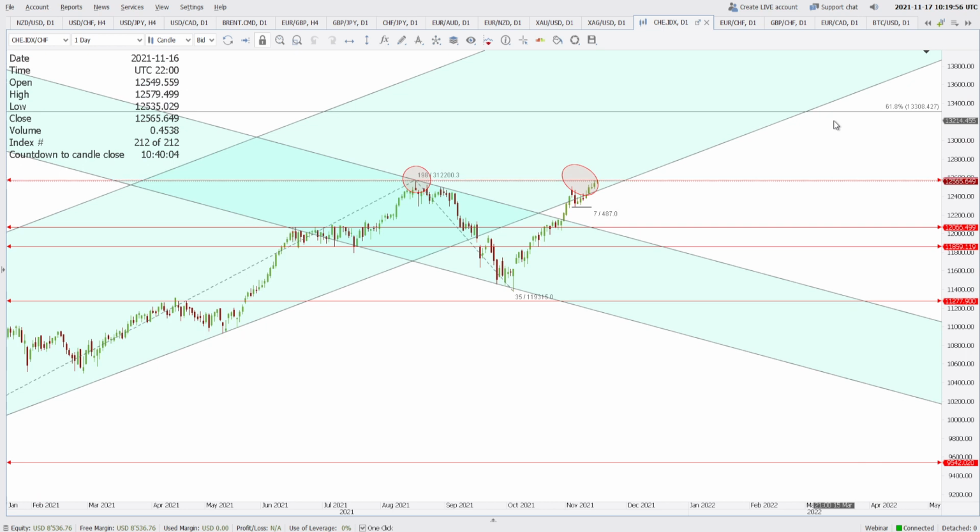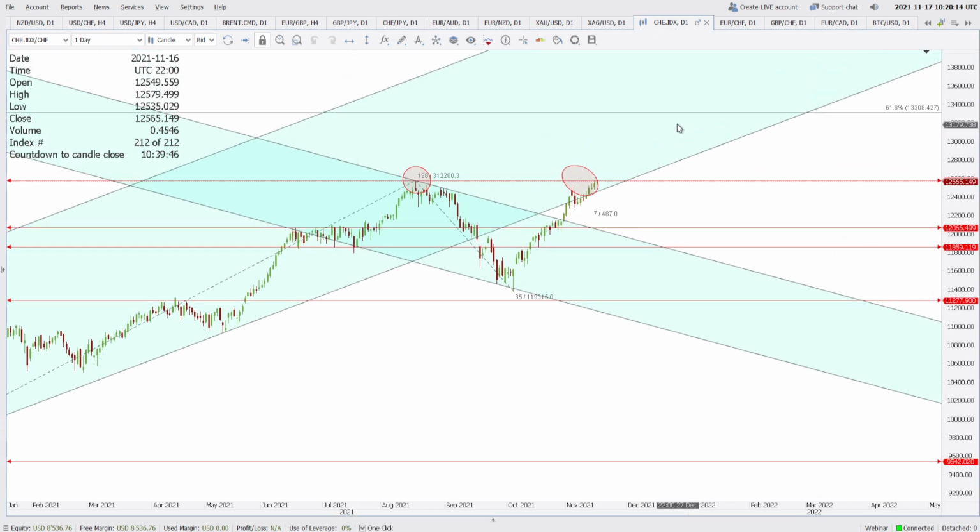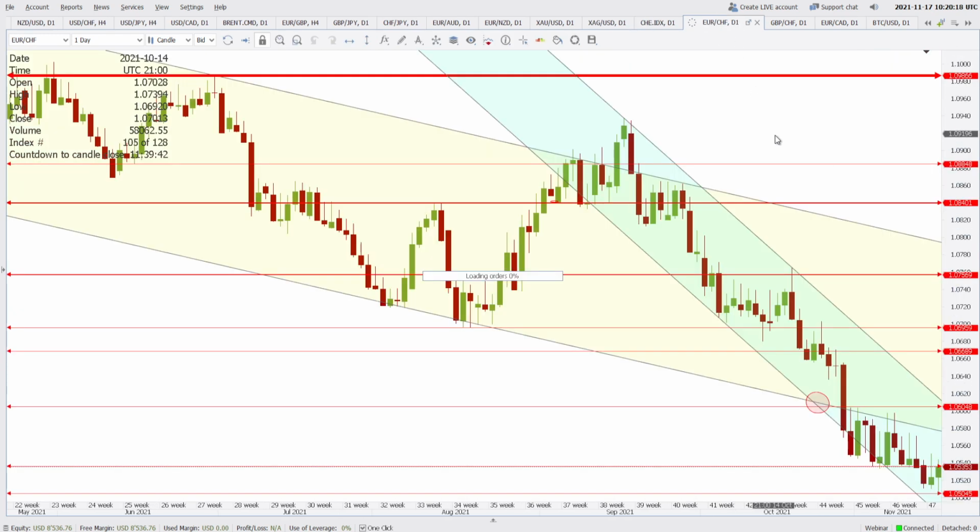I'm sure my friend from Switzerland is watching this, and he must be looking for a breakout. So if a candle closes higher than 12,572, then it will be an opportunity, or it will be an indication that now the price is going back to 13,308 in the Swiss index.